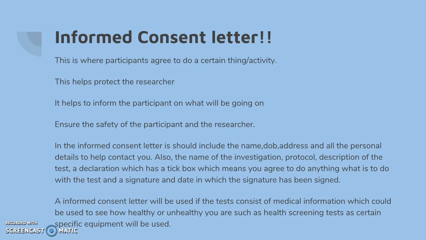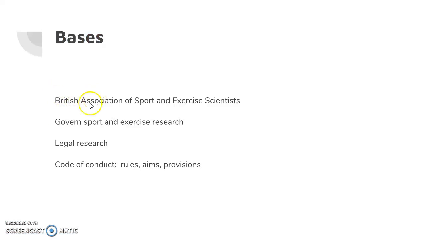Informed consent. This is where participants agree to do a certain thing or activity. This can help protect the researcher because they don't have to do anything they don't want to. They can sit out at any time. It helps to inform the participant on what will be going on. For example, if they need to use certain specialist equipment to help them do the test, then they know that this will be there. It ensures the safety of the participant and the researcher. So certain things like medication will be found out.